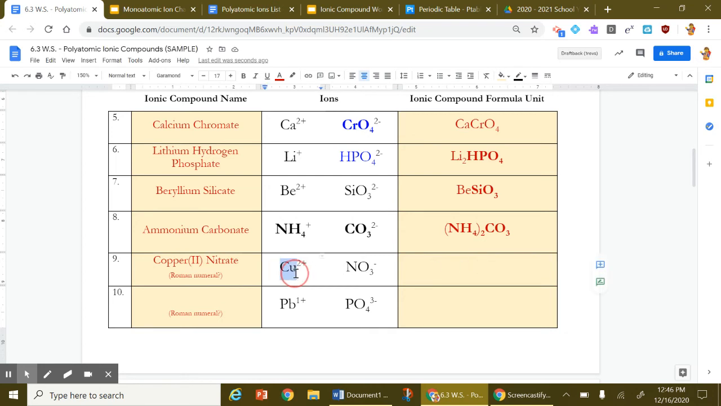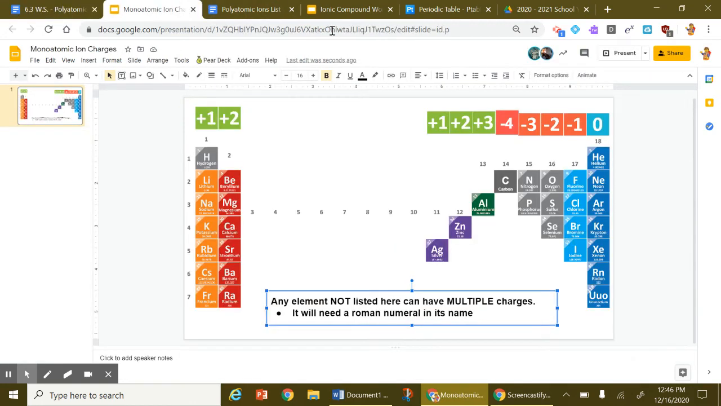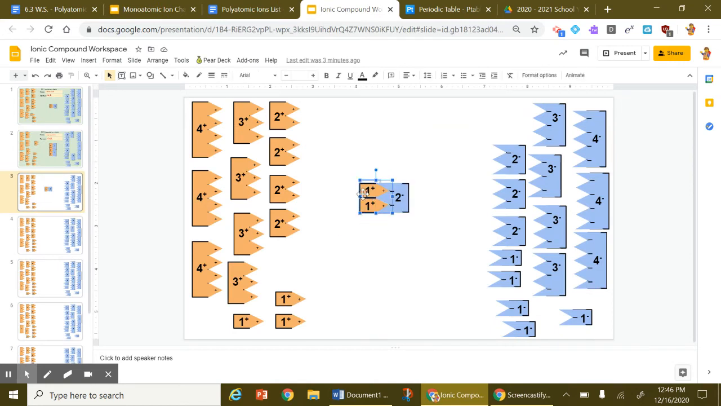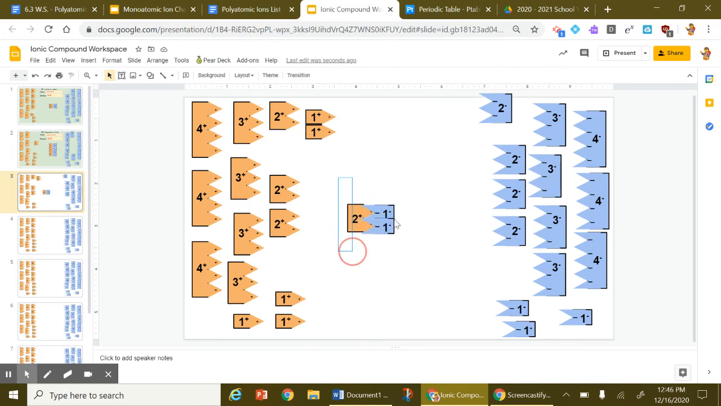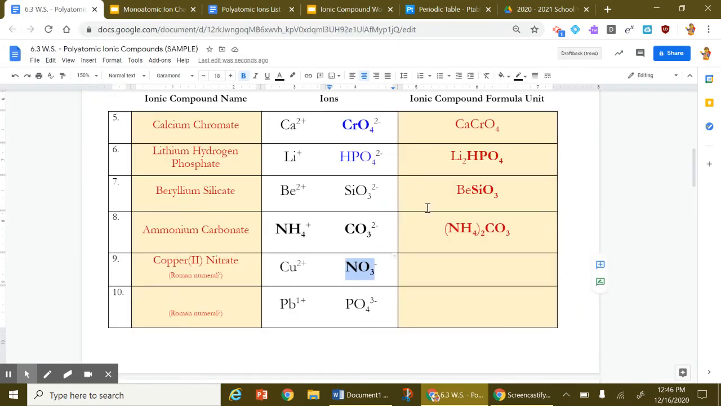So Cu is 2 plus. Nitrate, NO3, is 1 minus. Let's do this, all right? Cu is 2 plus. This is a copper 2 plus. And NO3 is 1 minus. So 1 and 2. Okay, there we go. So yes, you need 1 copper and you need 2 nitrates. 1 copper and 2 nitrates. 1 of the positive ion and 2 of the negative ions.